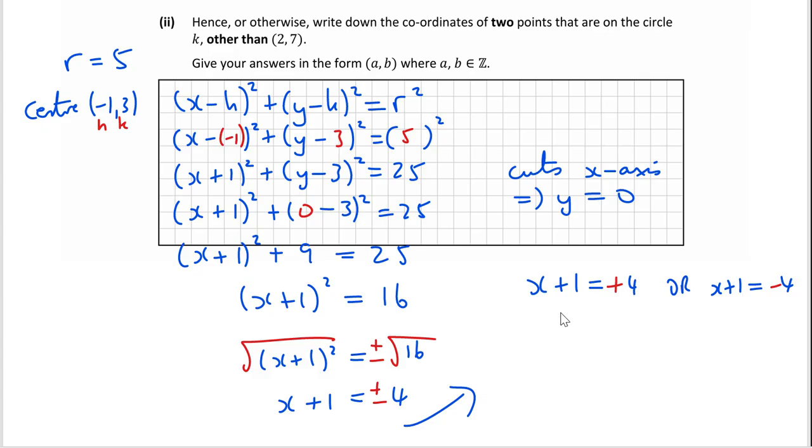So we're going to get x is equal to 4 minus 1, that's actually going to be 3. Apologies. Or x is equal to minus 4, take away 1, that's going to be minus 5. So our two answers here are going to be 3, 0, or minus 5, 0. Job done.